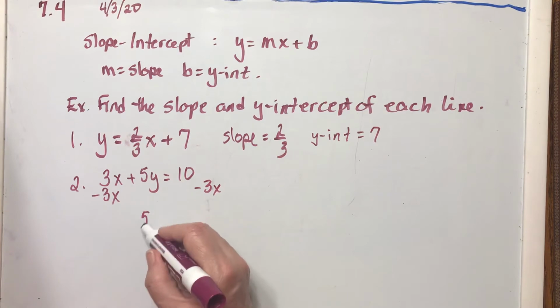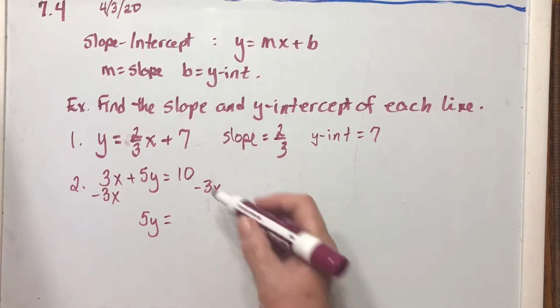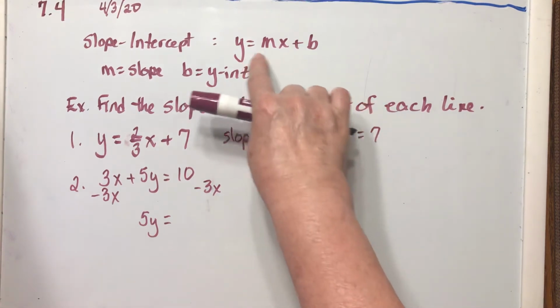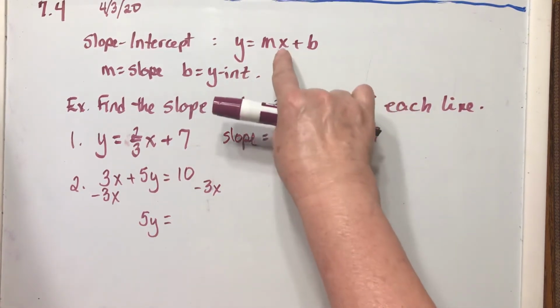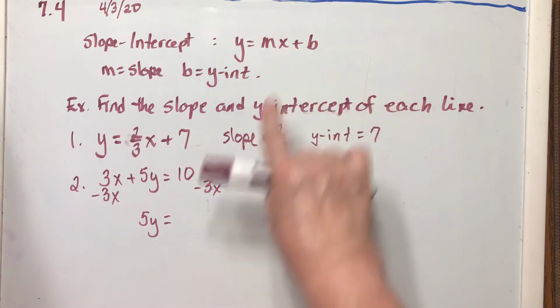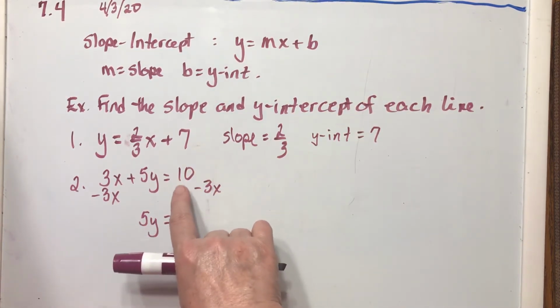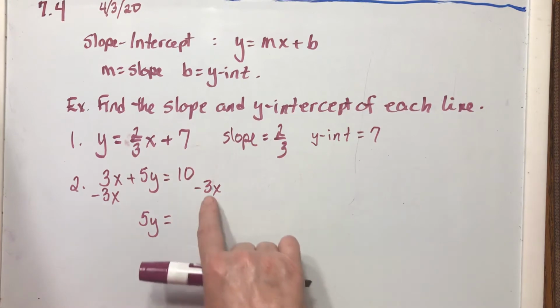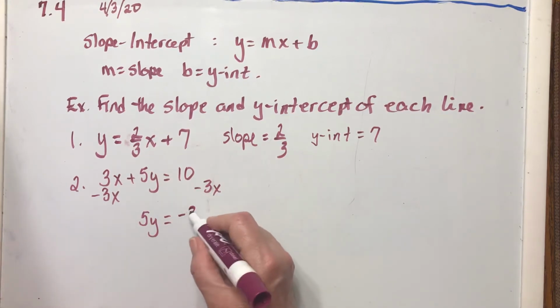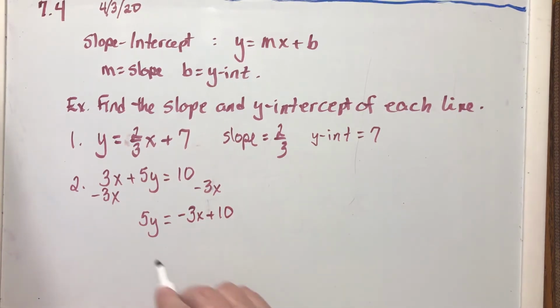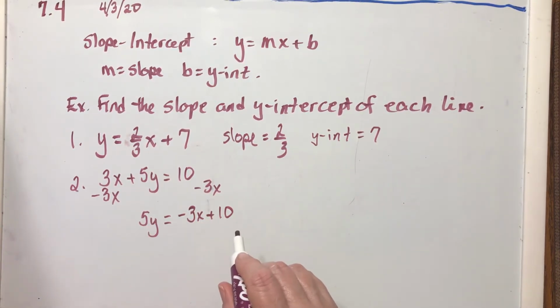So that's going to leave us with 5y equals, now we could write it as 10 minus 3x, but again, we want to get it in this exact form. And in this form, the x comes before the constant. The 10 here would be a constant because it doesn't have a variable. So instead of writing 10 minus 3x, I'm actually going to put the minus 3x first and then plus 10. That's going to take a little getting used to, but you want to write the x before the constant.